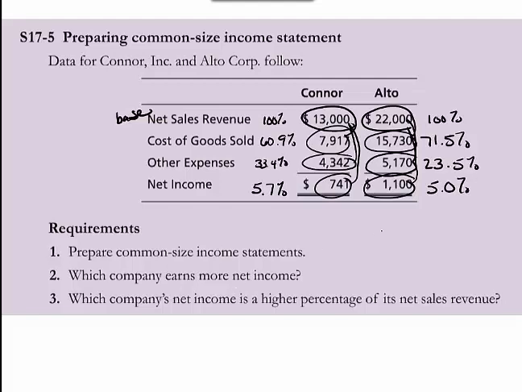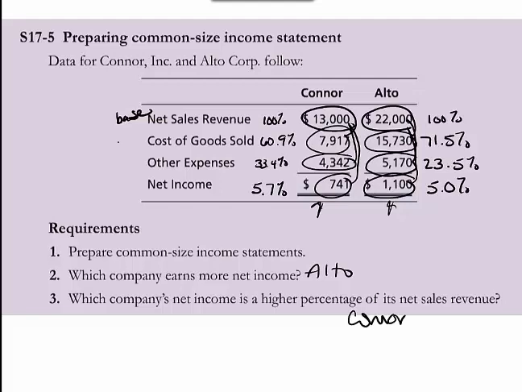So who earns the higher net income? Alto has the higher net income, but which one has a higher percentage? And that is Connor, because they get to keep 5.7% of every dollar they earn, whereas Alto gets 5%.